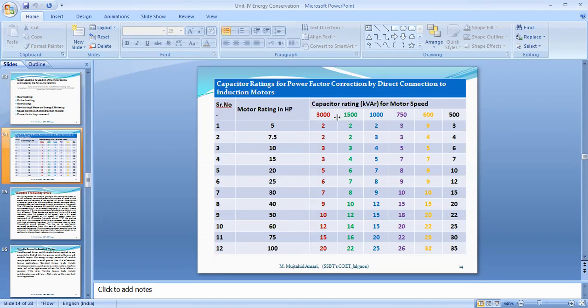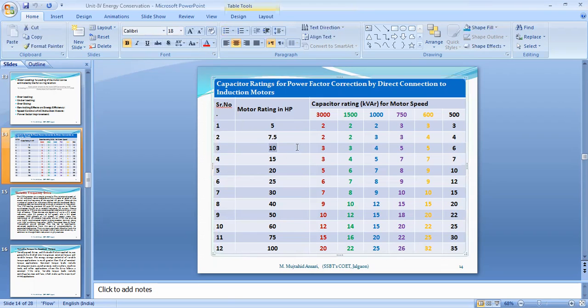So here the motor speeds are 3000 rpm, 1500 rpm, 1000 rpm, 750, 600 and 500 rpm motors. Suppose, for example, it is a 10 HP motor. At 3000 rpm, it is recommended to connect a 3 kVAR capacitor. At 1500 rpm, again it is 3, but at 750 rpm and 500 rpm the capacitor rating increases to 4, 5, 6.